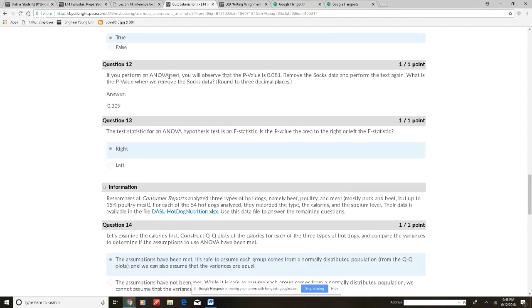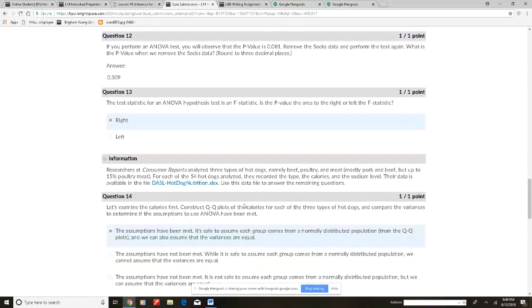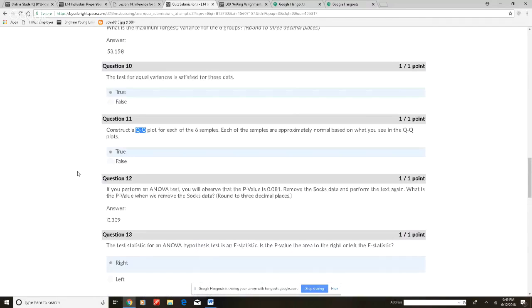If you perform another test, question 12, you will observe that the p-value is 0.081. Remove the soft data and test again. So I just deleted the very last column, and then the p-value was 0.309. Oh, okay. Removing that column changed the p-value. Did you get this far? No, I haven't got this far yet.